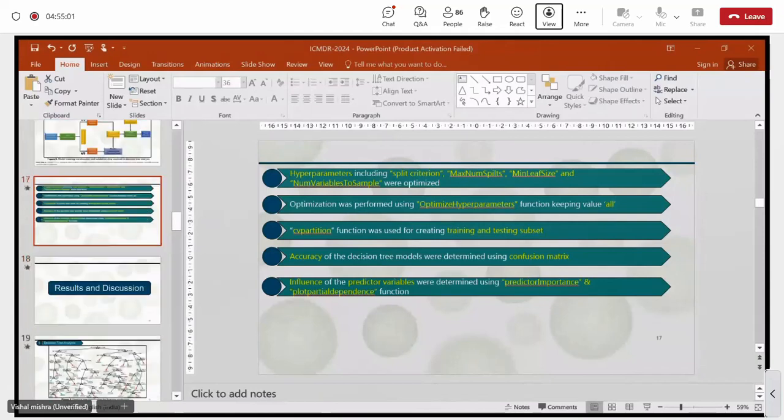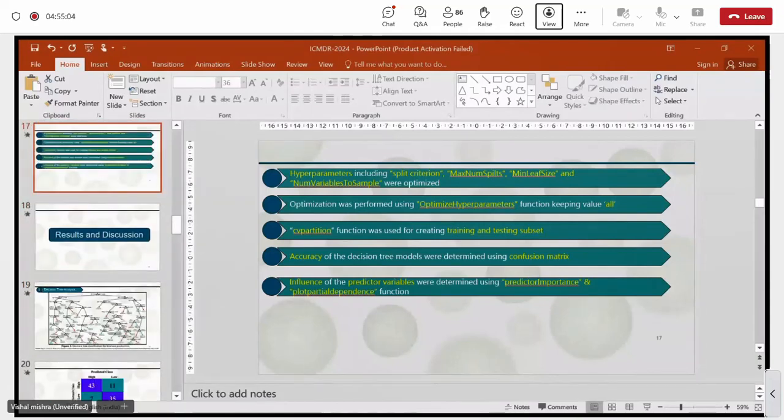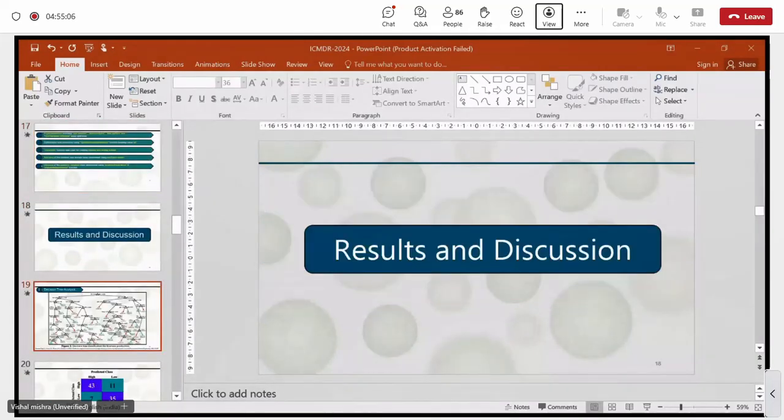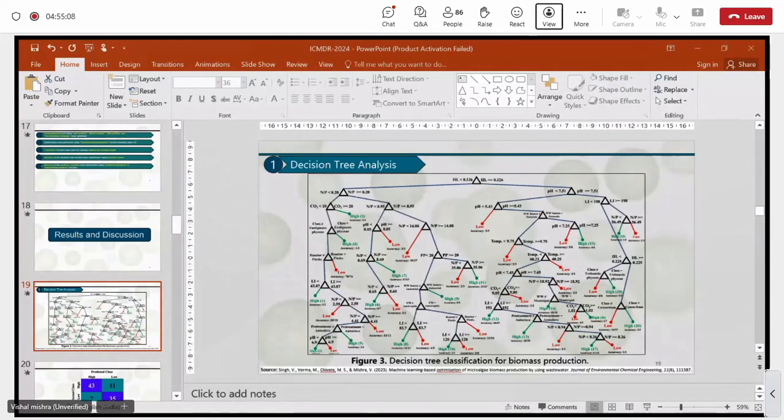So, results and discussion about it, what actually happened. These are already published data. And this is a kind of decision tree which we actually got using the algorithm of machine learning technology. This decision tree indicates the classification of the biomass production. We read this tree from top to bottom, not from the bottom to top. It is from top to bottom.